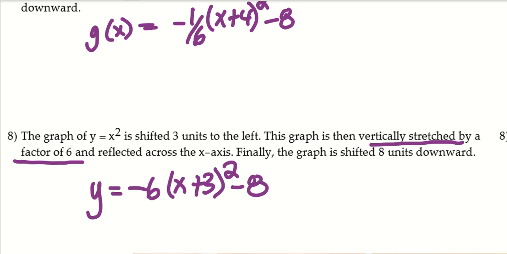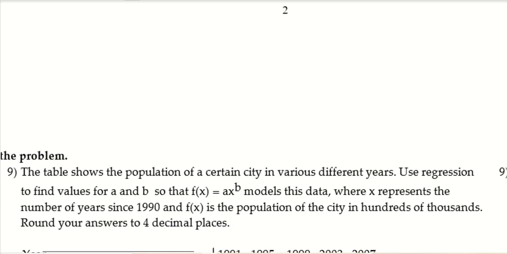What if the 6 is positive? It could be positive, but it wouldn't be a positive 6 here. If it was a positive 6, it would be vertically stretched by a factor of 6, but there would be no reflection. The negative is only because of the reflection. They pretty much let us know it's negative by saying it's reflected.